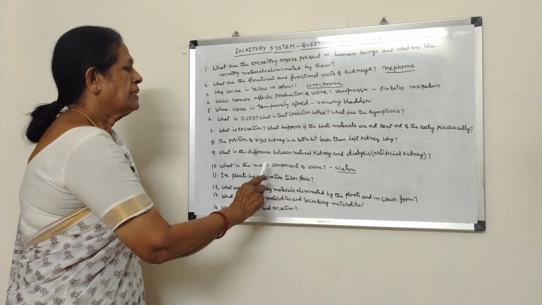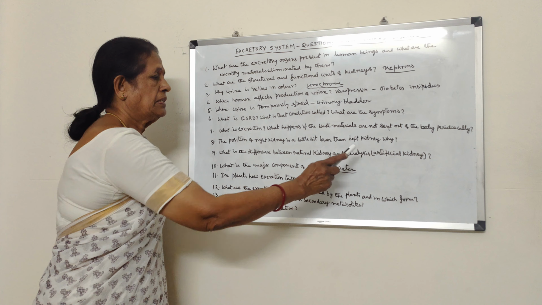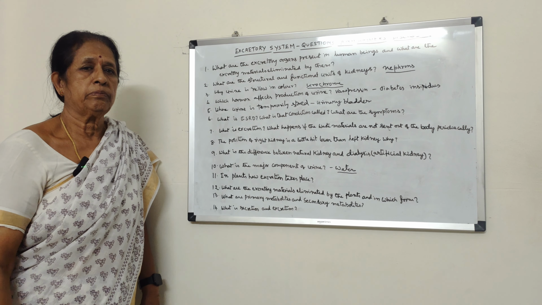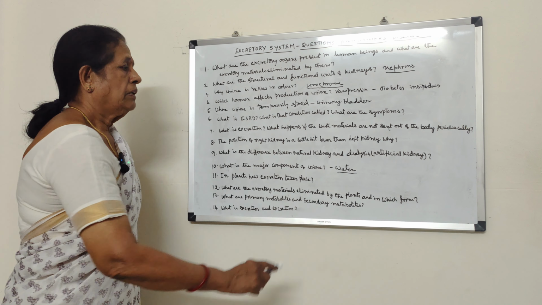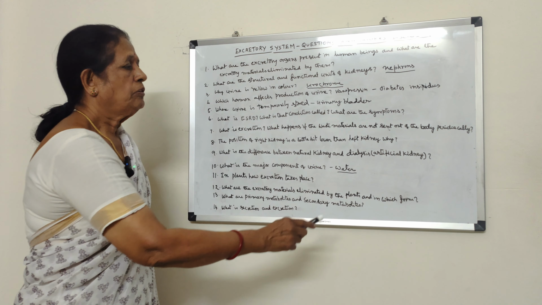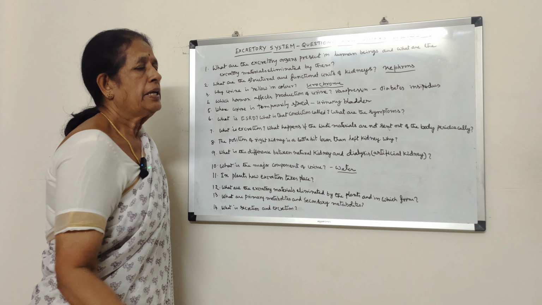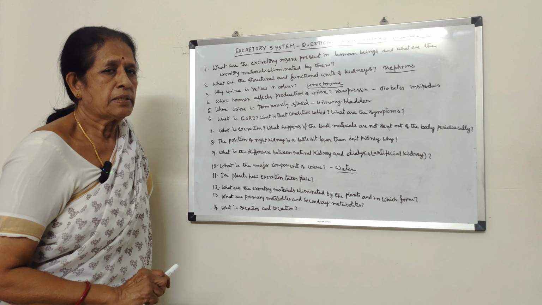Next one, what is the difference between natural kidney and artificial kidney dialysis? When the kidney fails, that means complete failure of kidney functioning, then use of an artificial kidney has to be done. That is dialysis, hemodialysis. So in this process, what happens?